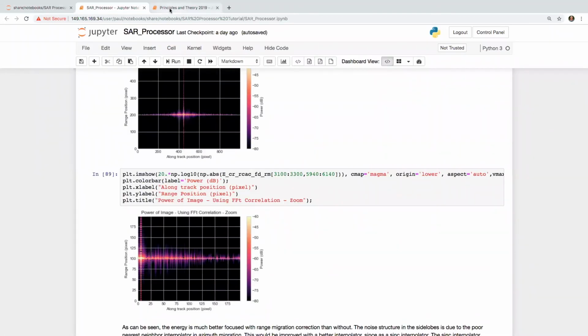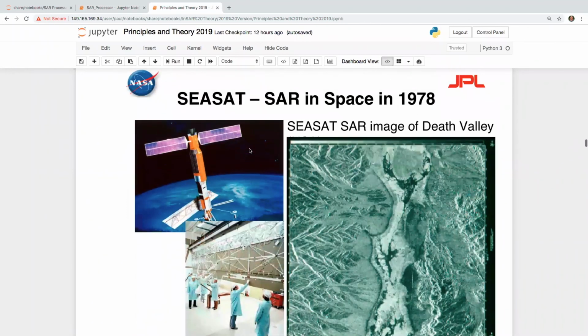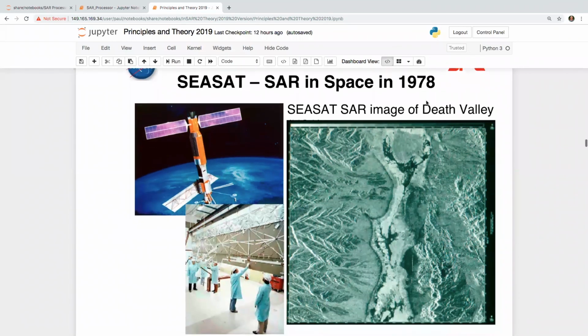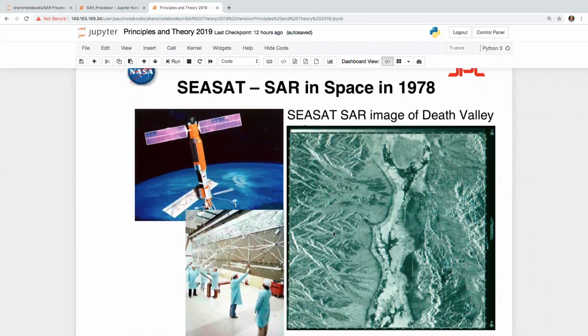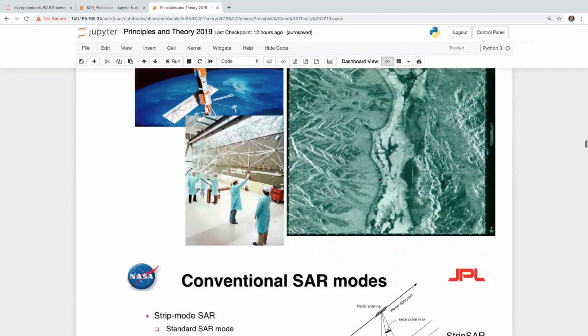Okay, so going back to this. Okay, so SEASAT was the first civilian SAR in space, launched in 1978. It lasted only 3 months in orbit. Unfortunately, the power system failed, but it was enough to demonstrate almost everything that we use routinely today, especially in terms of interferometry, maybe not polarimetry. But you can see this is Death Valley, one of the first images taken from SEASAT. SEASAT was an L-band system, 24 centimeter wavelength, so sensitive to structures of that scale size.